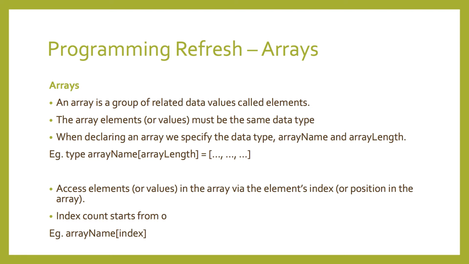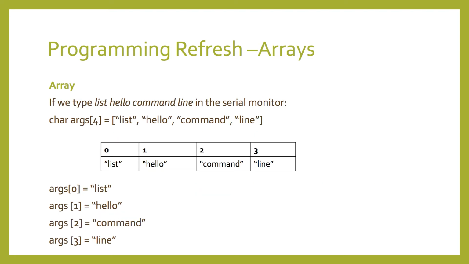Let's look at something that's a little bit more concrete. If we type "list hello command line" into the serial monitor, we're creating an array called args with 4 elements: list, hello, command, and line. To access each of these elements, we use the corresponding index. So if, for example, we wanted to access list, we would write args[0]. If we wanted to access hello, we would type args[1], and so on.